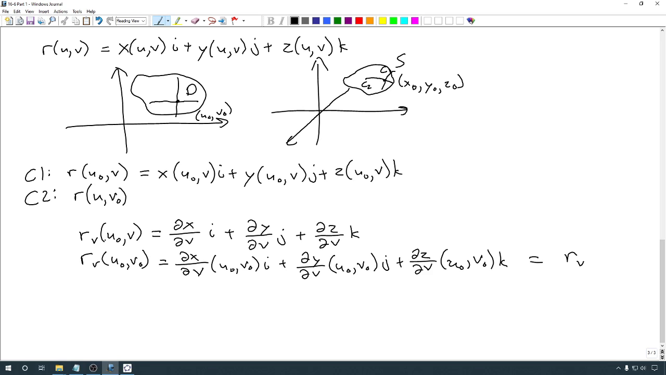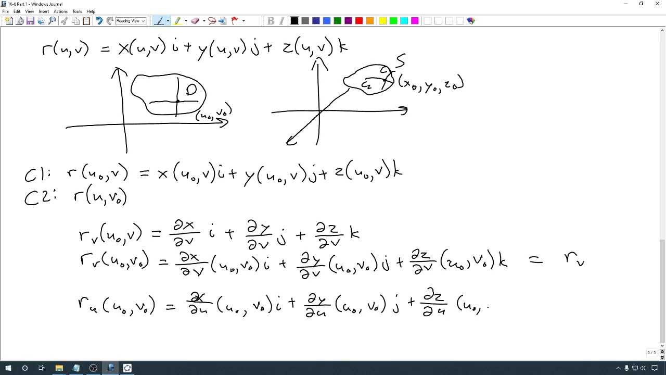Now this was for C1. If we look at C2 instead, now our variable here is u, so we differentiate with respect to u. We get r sub u, doing the exact same thing, except now all the derivatives are with respect to u instead. That's the only thing that changes here. And just like we did with r sub v, we're going to call this r sub u. And so these two vectors are going to play very important roles.